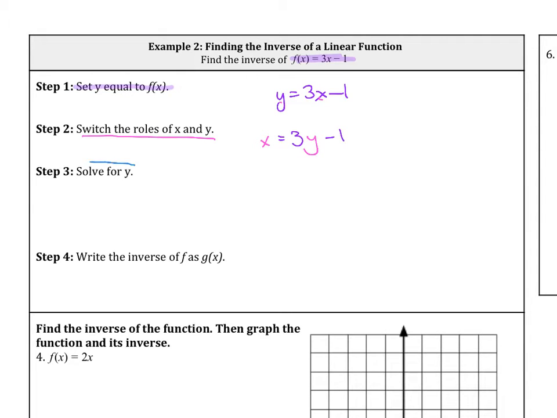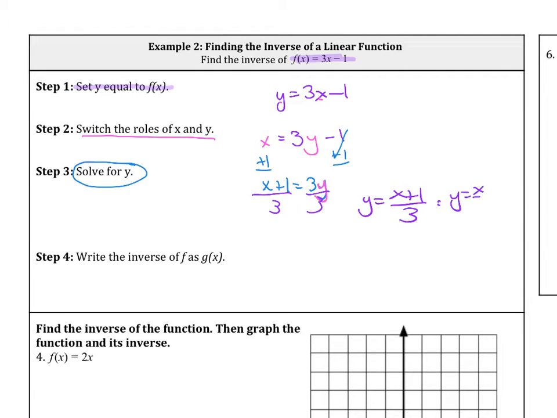The next step is you solve for y. So we add 1 to both sides and we get x plus 1 equals 3y. Now to isolate that y, we want to divide by 3. So we get y equals x plus 1 over 3. We could rewrite that. So remember, we can just split the fraction. y equals x over 3 plus 1 over 3.